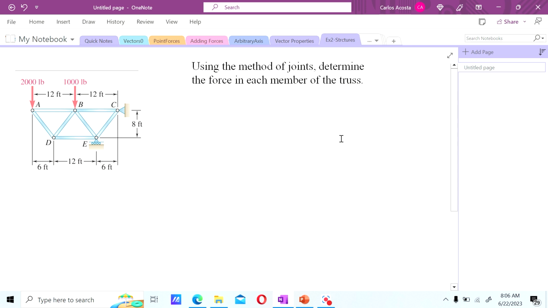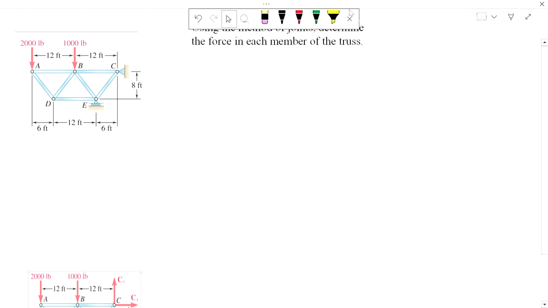Let us look at another example. In this case, we're going to look at a structure that is a little more complicated because the structure has many elements: AB, AD, DB, BE, and EC, plus the ones from BC and D to E. They're asking us to use the method of joints to determine the force in each member.